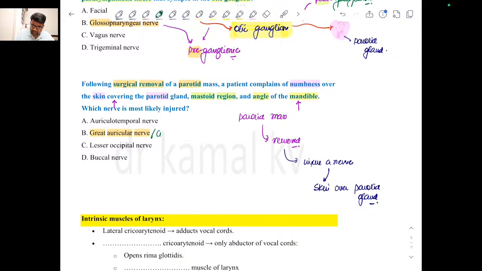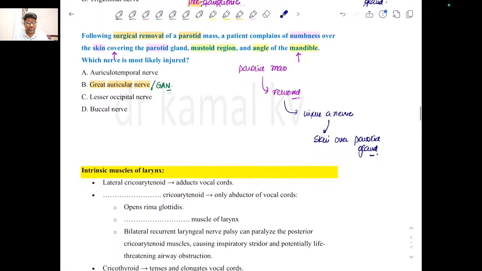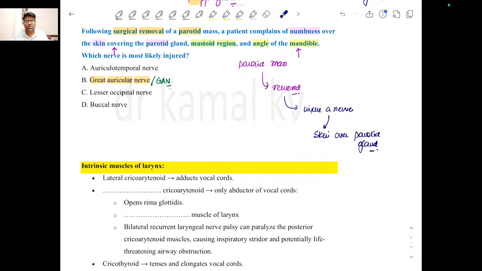So this is great auricular nerve, and I told you, whenever there is a question about parotid gland, you have to think of only three nerves: great auricular nerve, facial nerve, or auriculotemporal nerve, right? So don't think of buccal nerve, lesser occipital nerve. These two you can straight away rule out. So if you have that basic knowledge, you will never be wrong in scoring questions.